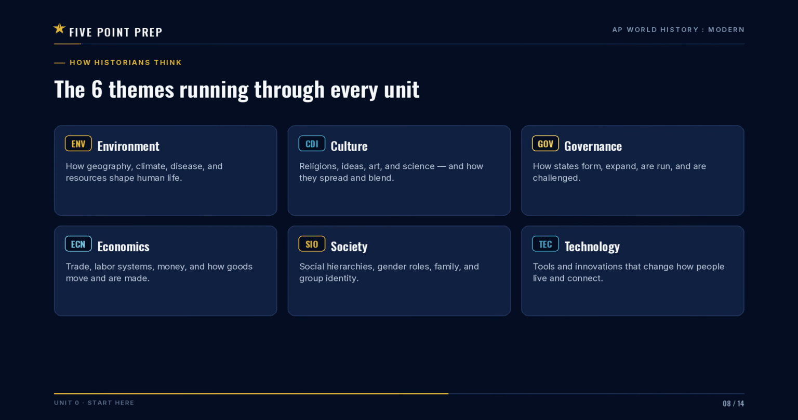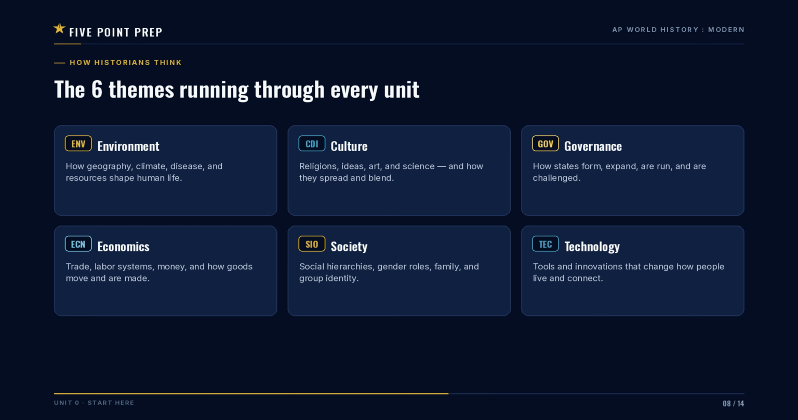Theme 2, Cultural Developments: religions, ideas, art, and science, and how they spread. Theme 3, Governance: how states form, expand, run themselves, and get challenged. Theme 4, Economic Systems: trade, labor, money, and how goods are made and moved.